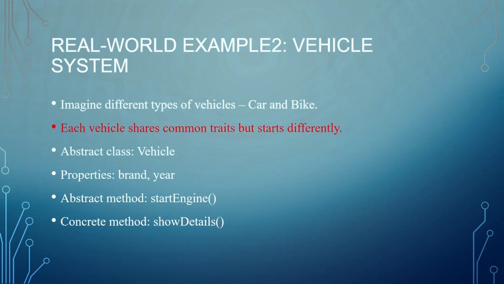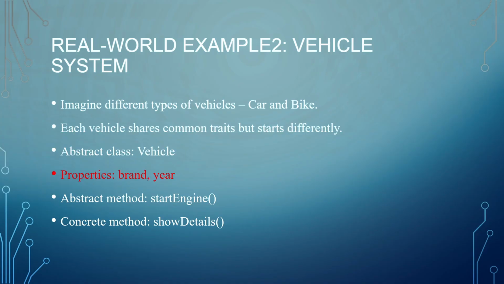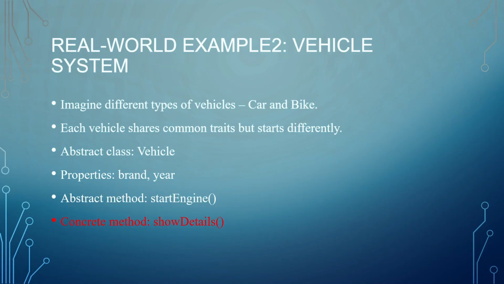This class includes common properties like brand and year, and an abstract method called start engine, which forces each subclass, like car or bike, to define how it starts. We can also include a concrete method, show details, to display shared information about the vehicle. This design keeps our code organized, promotes reuse, and ensures every vehicle type follows a consistent structure while allowing unique behavior where needed.